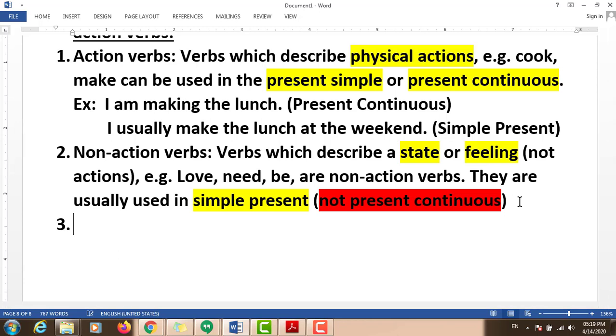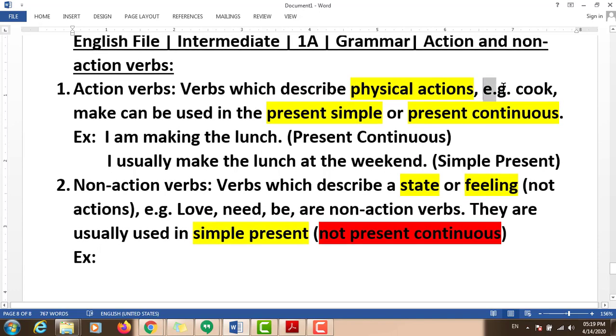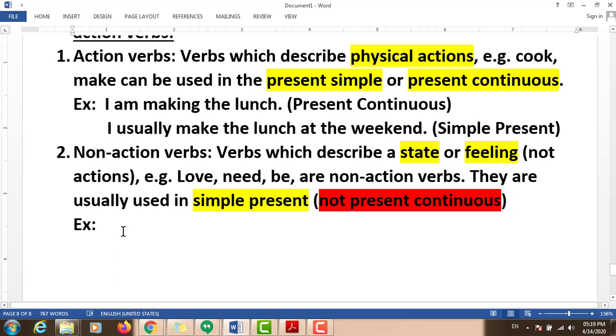All right, so let me give you an example. You can write example in both ways. In British you write it like this, okay, and in American you write it with EX.